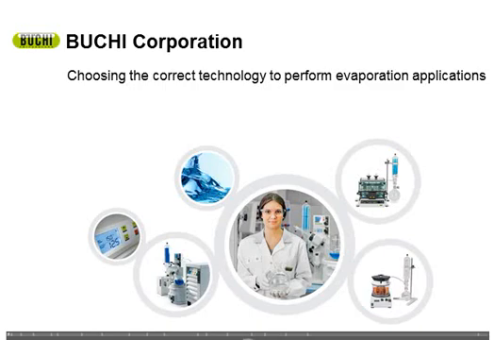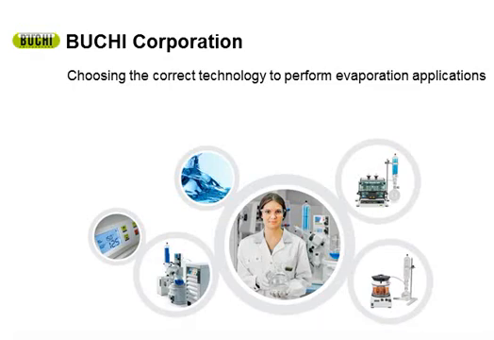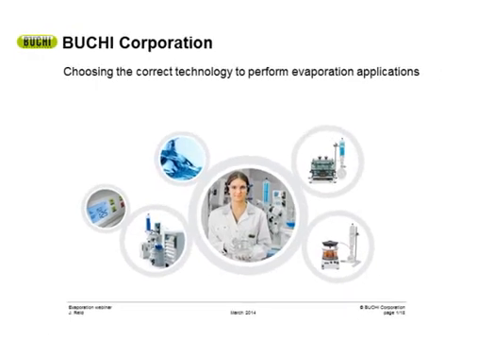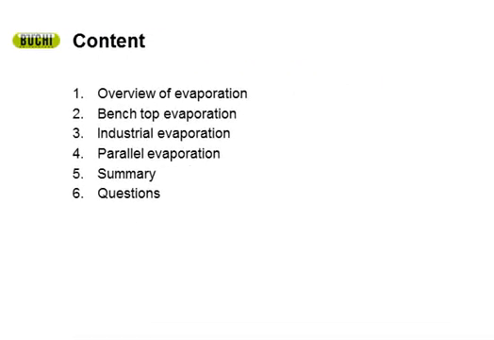Today I'm going to discuss different evaporation technologies and how they correlate to different applications. I'm going to first start off with an overview of evaporation, then get into three evaporation technologies, which are benchtop evaporation, which is also known as rotary evaporation, industrial evaporation, and then parallel evaporation. At this point, I'm going to summarize everything up, and then at the end, we'll have a session for questions.